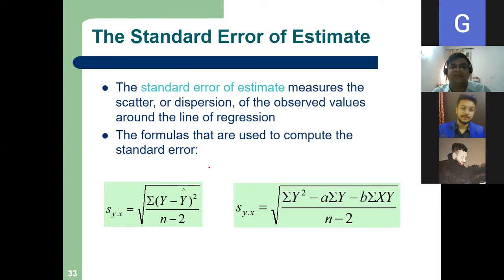Got my point? Standard error of estimate measures the scatter or dispersion of the observed values around the line of regression. How much scattered from the regression line, right? That scatteredness is given by the standard error of estimate. How do we measure this? This is the formula. You can use any one, both formulas will give you the same result. Better you use this one.